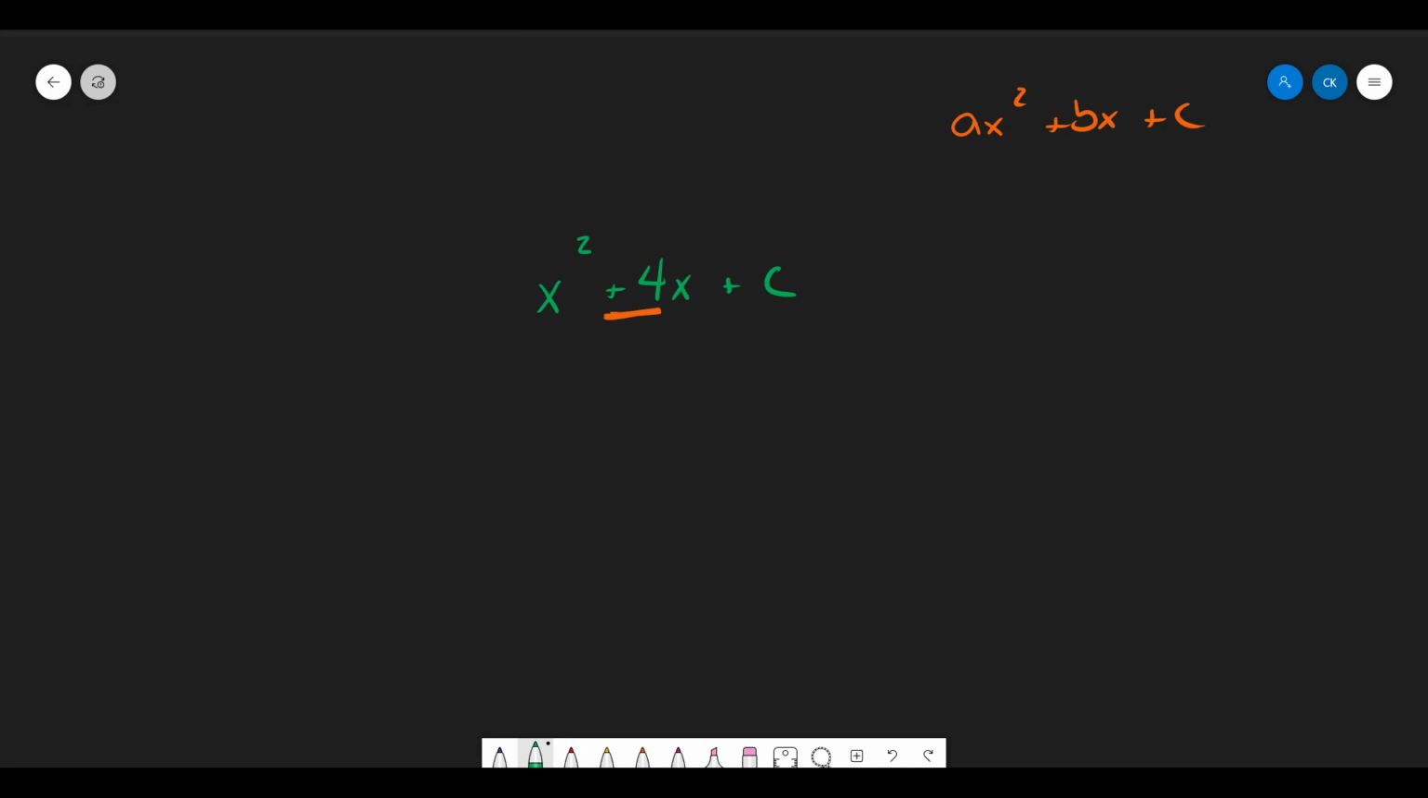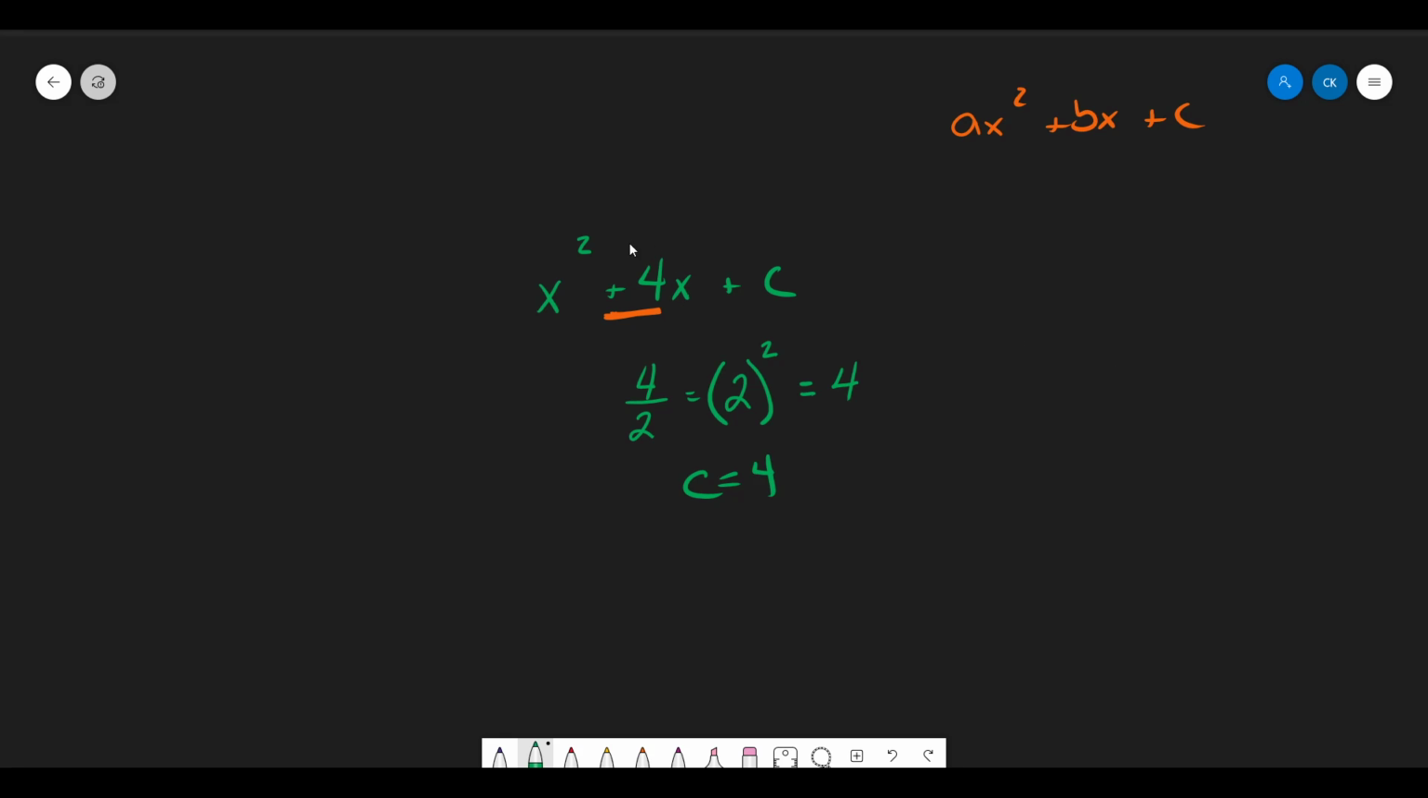Half of 4, 4 divided by 2, is 2. That's step one. Step two, square that. Whatever you get for half of b, you're going to take that and square it. So in this case, 2 squared is 4. That is the value that will make this a perfect square trinomial. So my answer for what number I could put in place of c is c equals 4.